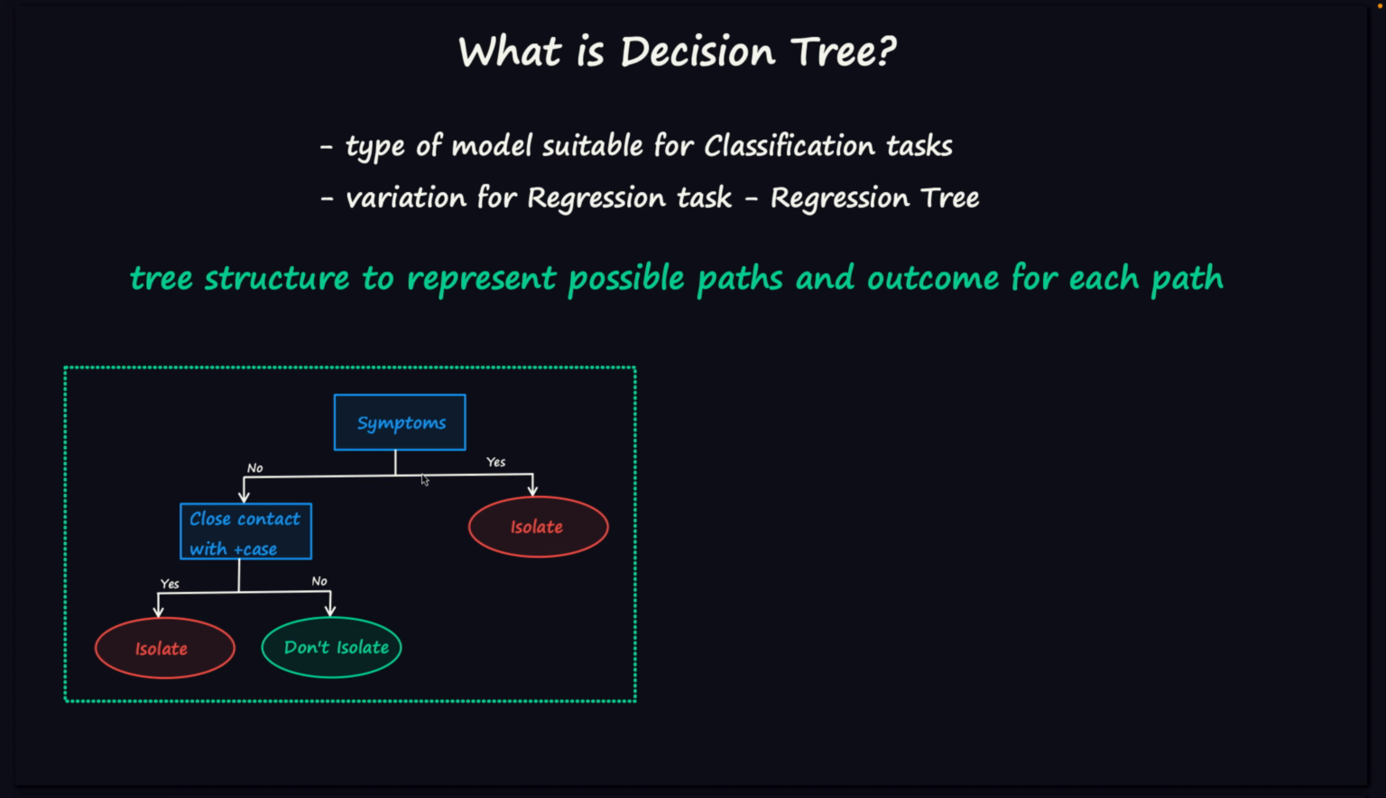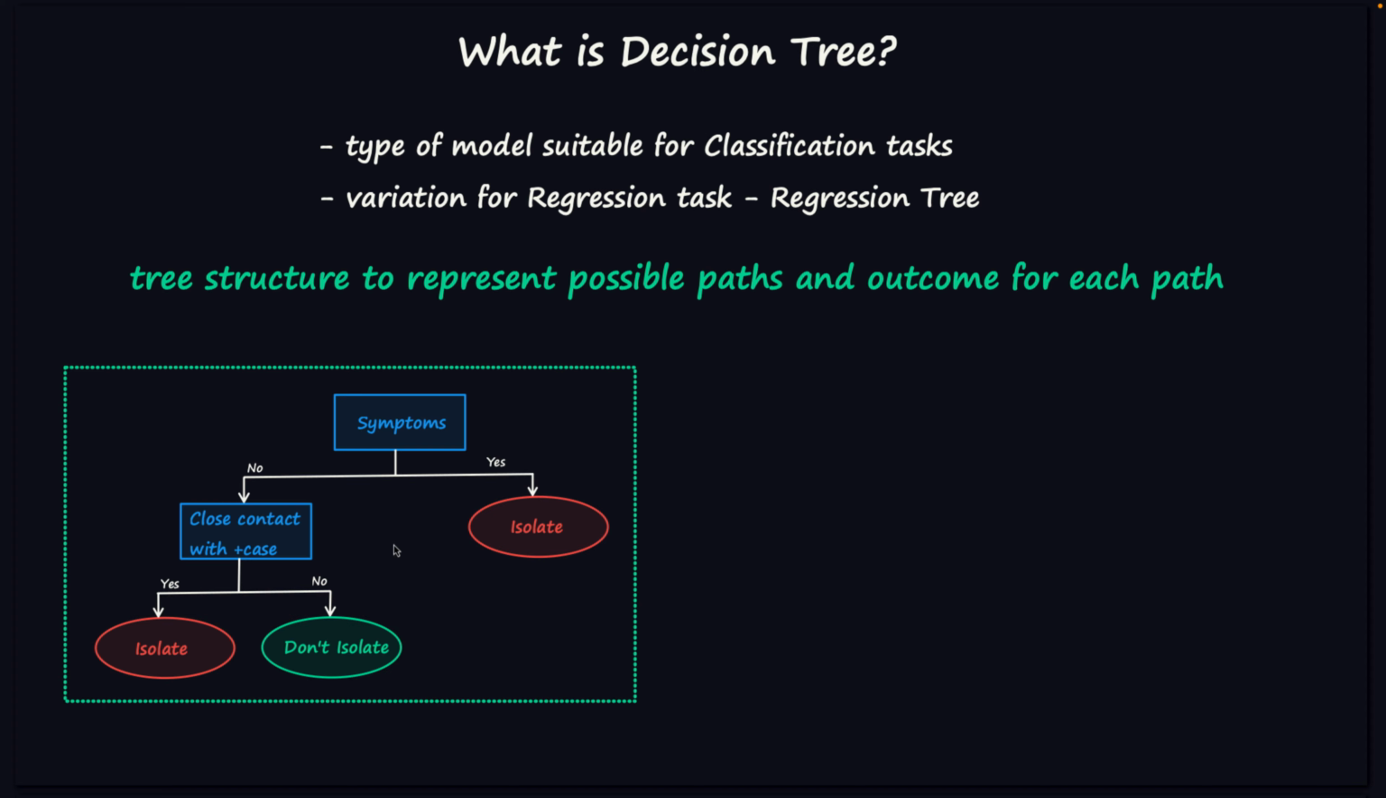So, if you look at here, this is actually a very simple process. We first check whether that particular patient has symptoms, and if the patient has symptoms, then we ask them to isolate. If the patient doesn't have symptom, then we check whether they have had any contact with someone who is tested positive for COVID. If they do, then we will ask them to isolate. Otherwise, we don't ask them to isolate. So this is pretty simple. And this is an example of a valid decision tree.